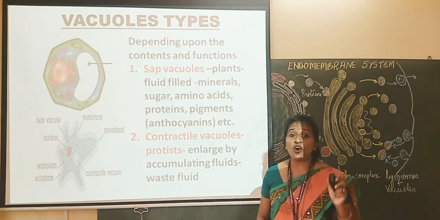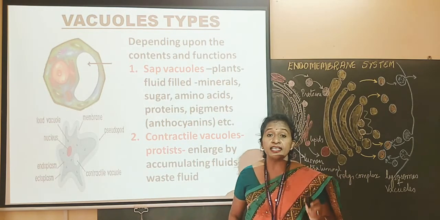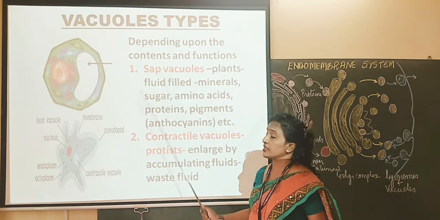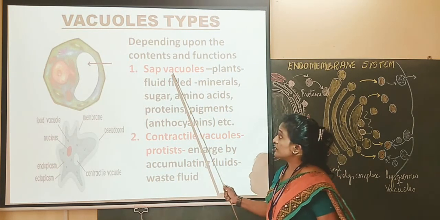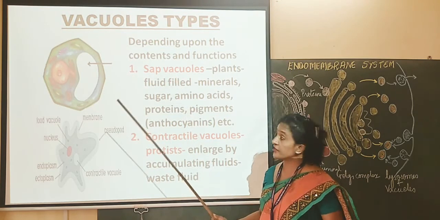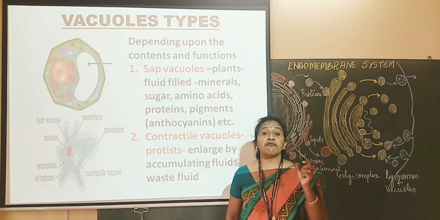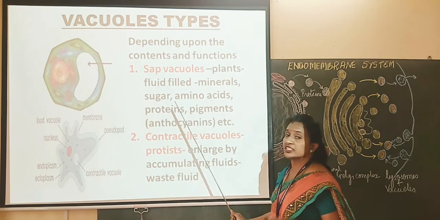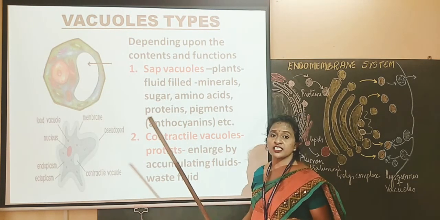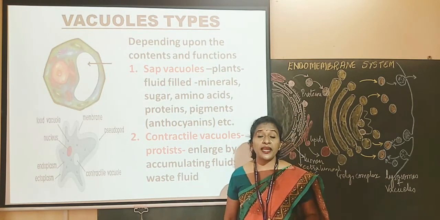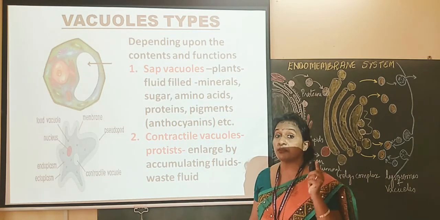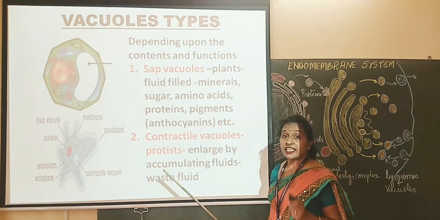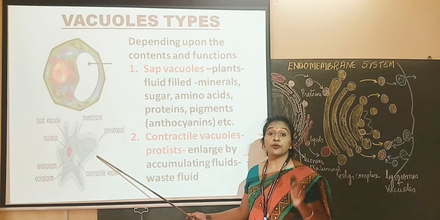Depending on the content that the vacuole has and the function it performs, they are of different kinds. The first one is the sap vacuole. Sap is the fluid that fills the vacuole. It will have certain minerals, sugars, amino acids, proteins or pigments such as anthocyanin, which imparts fruit color or flower color.